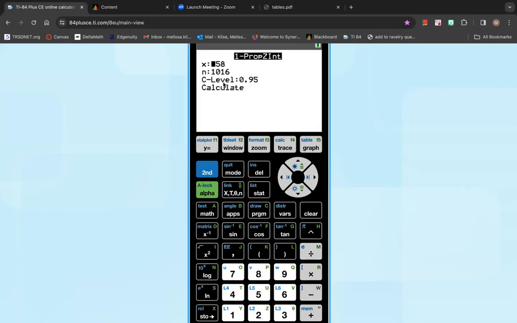So x is the number of successes. The n is your sample size. And C-level is your confidence level. Make sure you put it as a decimal and don't put like 95 for 95%. Put 0.95.